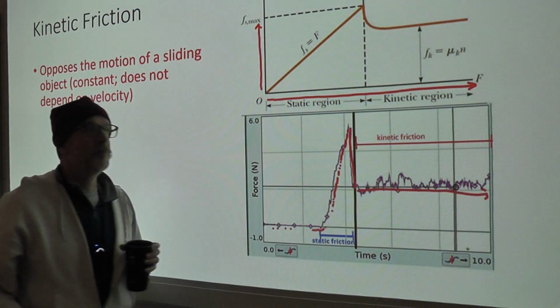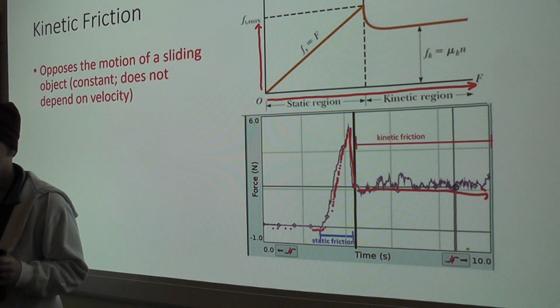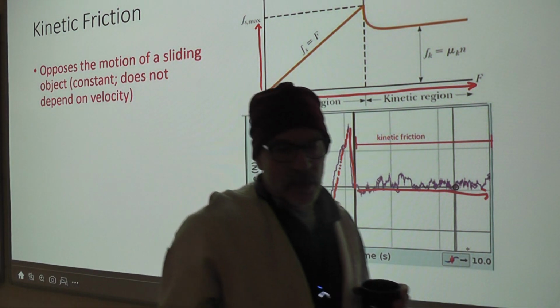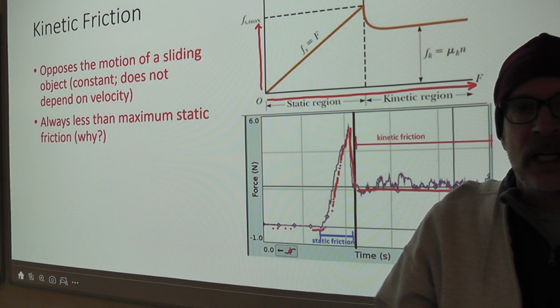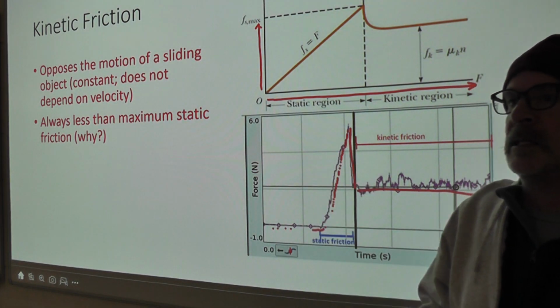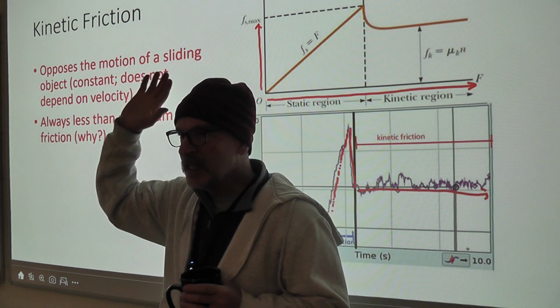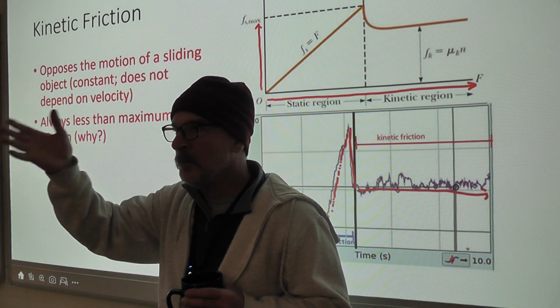Okay? So it's not a perfect match for the theory, but it's pretty darn good. And the kinetic friction force is always going to be at least a little bit less than the maximum force of static friction. And that's because if it were the same, then the object wouldn't be able to move.